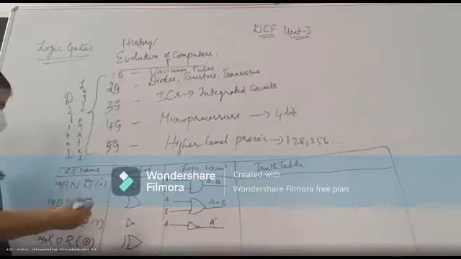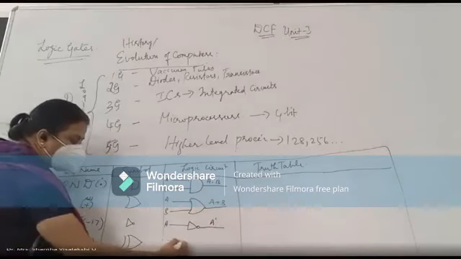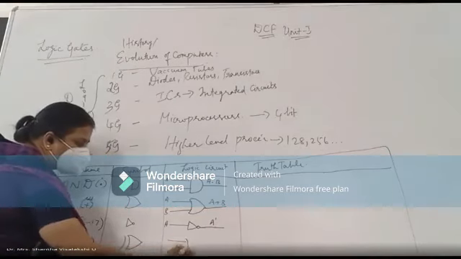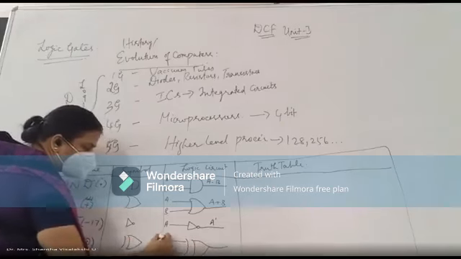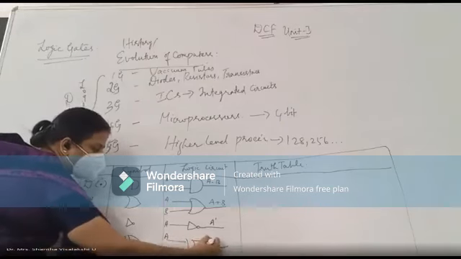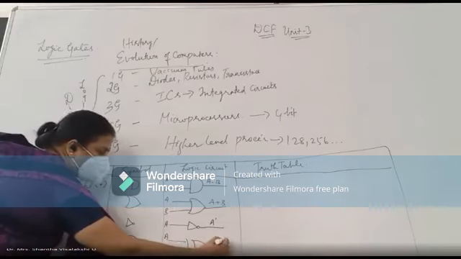For XOR also we need to supply two inputs, A exclusive OR B.